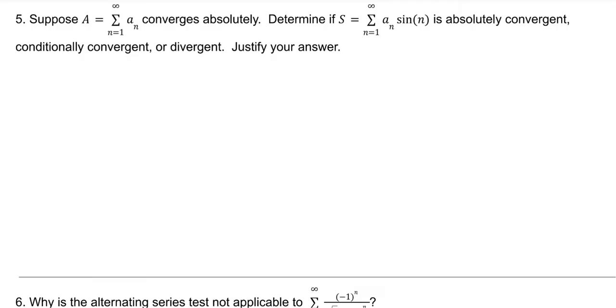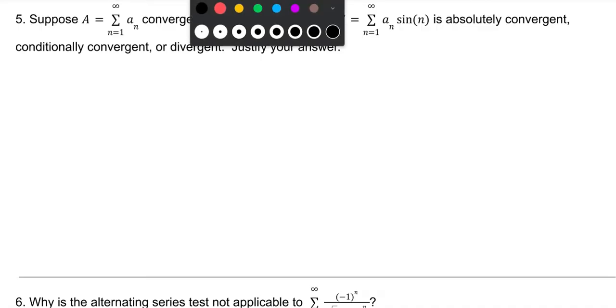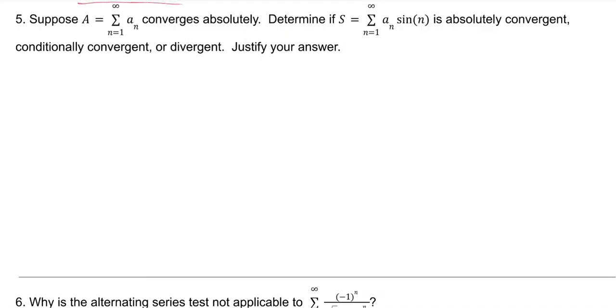If you remember what I said about how to test for absolute convergence, then it kind of leads you in the right direction on this. Determine if S, which is a sub n multiplied by sine of n, is absolutely convergent, conditionally convergent, or divergent. Justify your answer. It's like, how am I going to do this? First time I saw this question, that's what I was wondering. Like, how am I going to show this? I wasn't even sure what I was leaning towards. But once I started putting pencil to paper and saying, all right, if they're telling me that this series converges absolutely, let's say that gives me this fact.